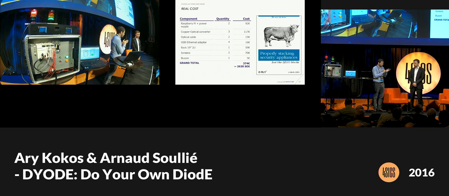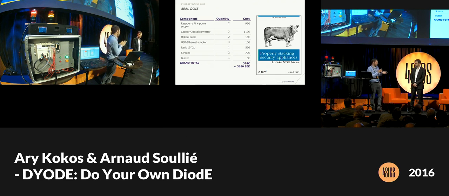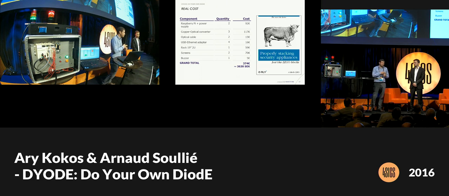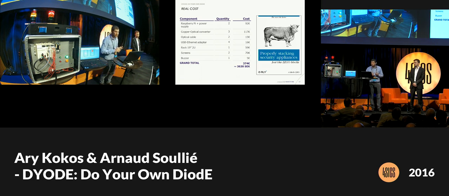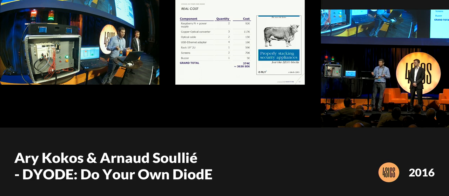Okay, so as Ari mentioned, the goal was to have $200 data diodes, and we failed a bit. I think we can admit that, because the total cost for this model is more like $300 to $400. We only accounted for the Raspberry Pis and the copper optical converters, but actually we had to buy a rack, which is, let's say, the most expensive part of our setup.